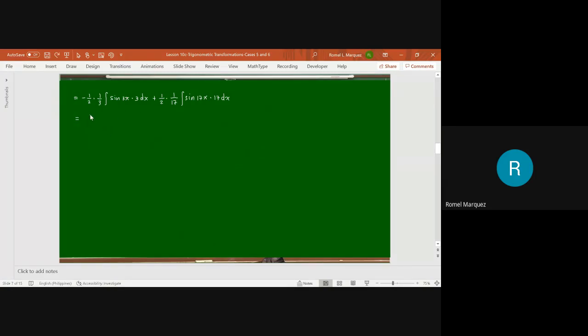So the integral of sine u du is negative. It's now positive, 1/6 cosine of 3x. So the integral of sine u du is negative 1/34 cosine of 17x plus c. Yeah, that's it.